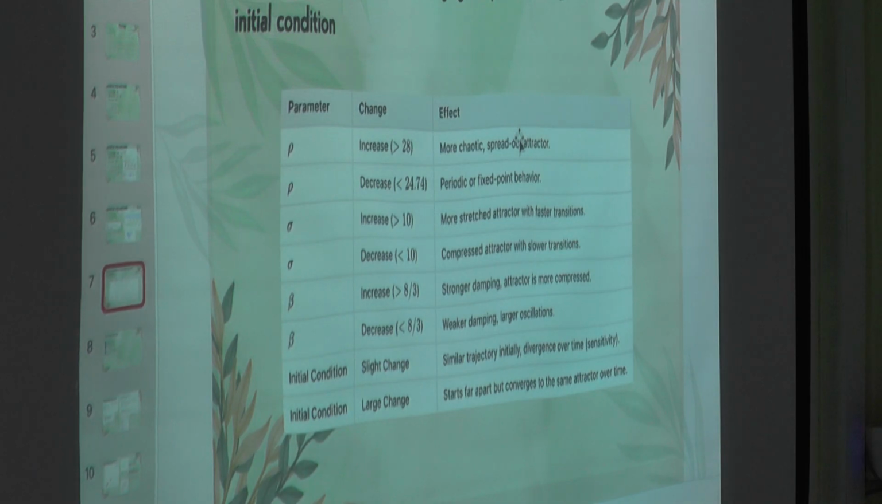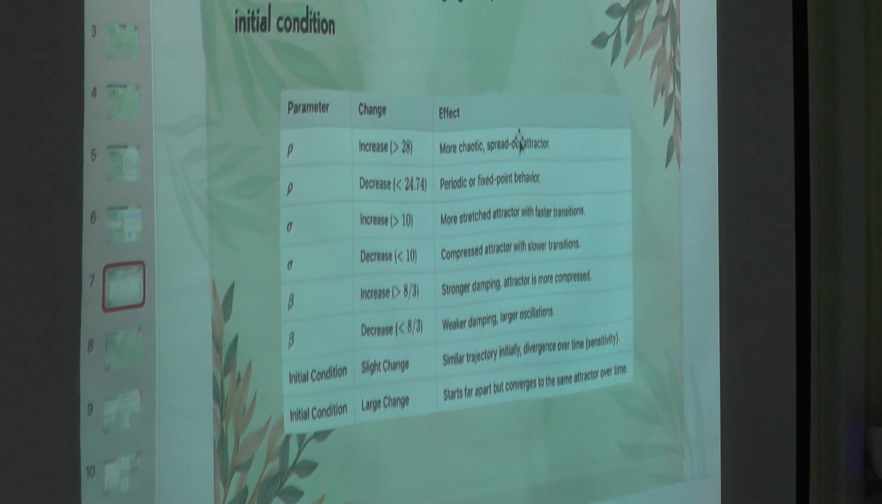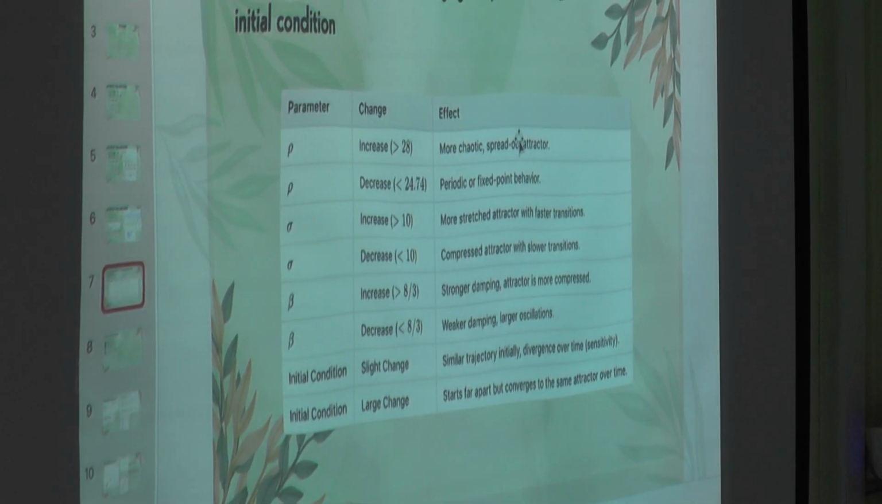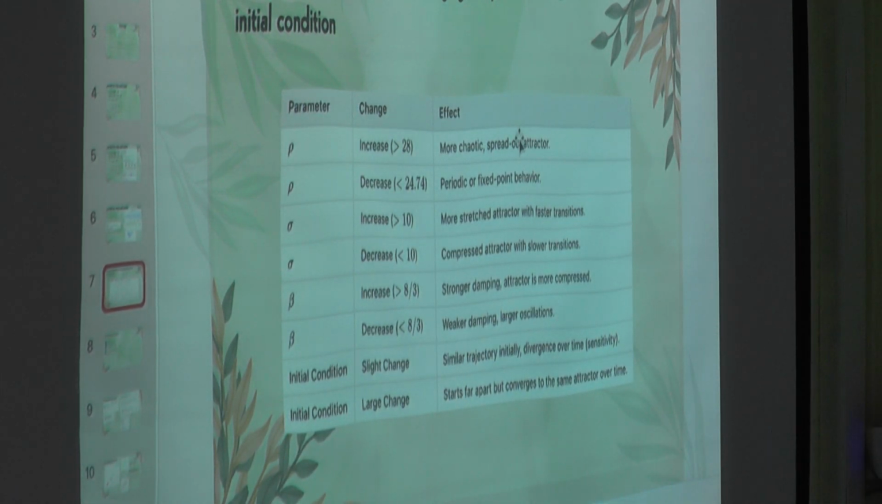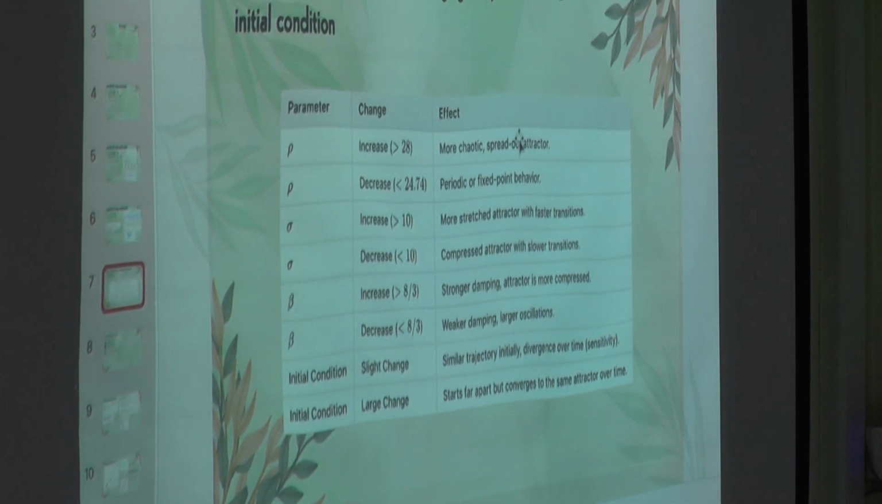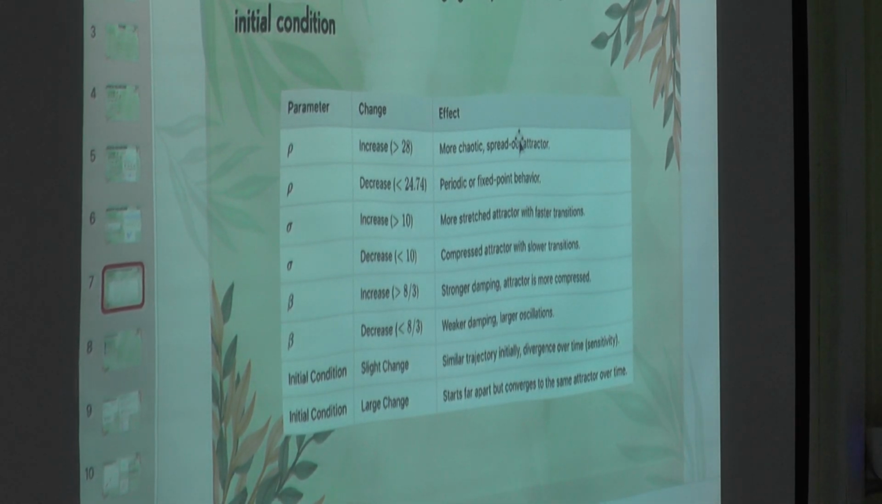If we increase sigma, the attractor will be stretched with a faster transition. If we lower sigma, it will compress the attractor, but with a slower transition. And because beta is our geometric factor, a larger beta means stronger damping, so the attractor will be more compressed, and if we lower beta, it will be weaker damping, but then the oscillation will be larger.